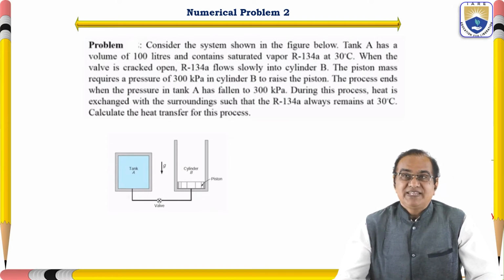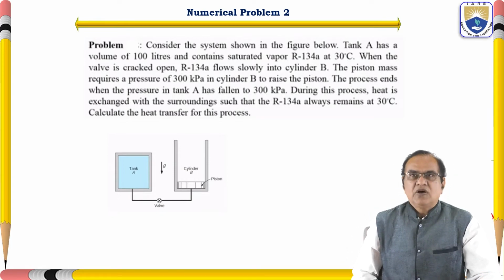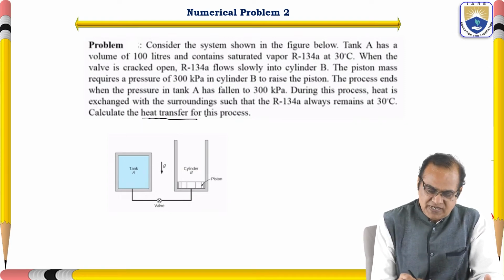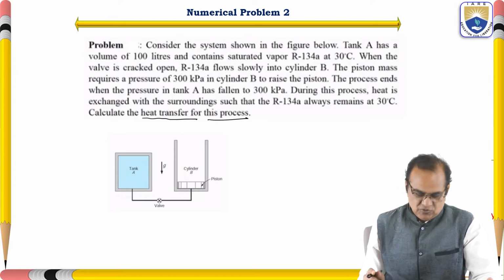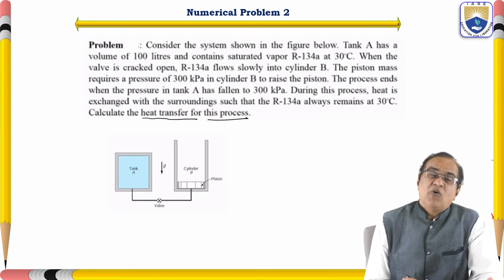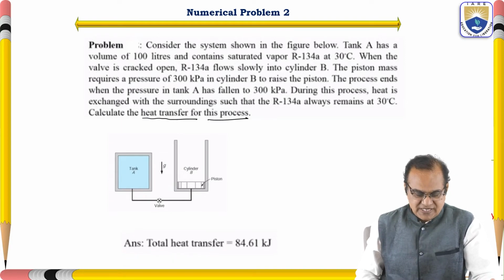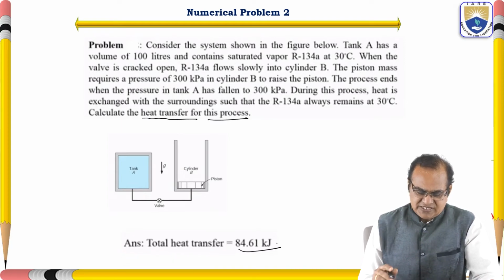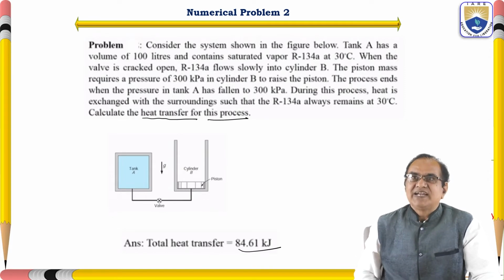In this, there is a heat exchange and the temperature remains constant. So we have to calculate the heat transfer in this process. So we have to see Q. How much is the Q? So here, first thing, what is the system here? That we have to discuss. And the answer is 84.61 kilojoule, that I will be discussing.